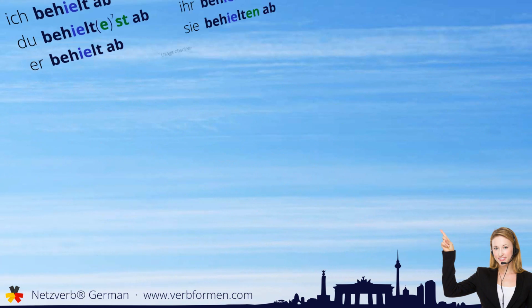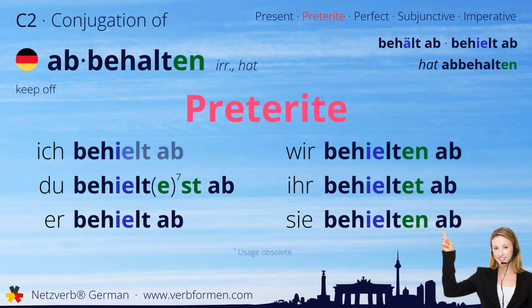Next up is the preterite. Ich behielt ab. Du behieltst ab. Er behielt ab. Wir behielten ab. Ihr behieltet ab. Sie behielten ab.